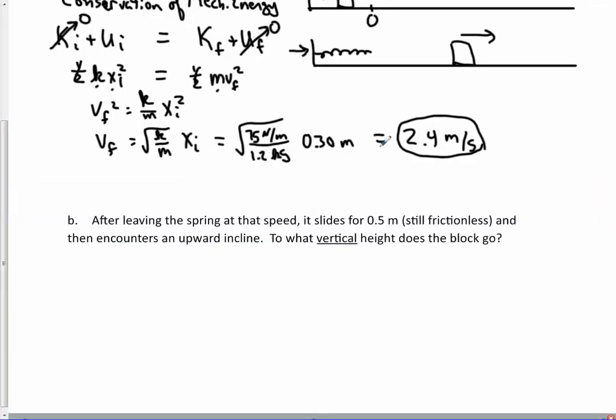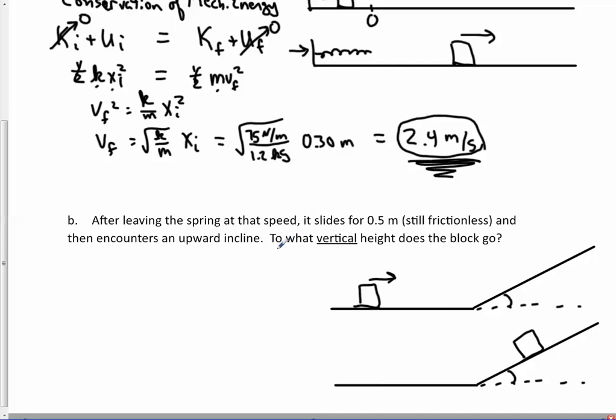Finally, part B is now continuing this problem. This object keeps sliding at this speed and then encounters an incline. So here's the picture. The object's moving along, and it starts going up the incline, and it gets to a certain height, and of course now it's going to come to a stop. And the question is, how high up does it go? Call that YF. Again, we can think of the object, the block, and the Earth together. That's our system.